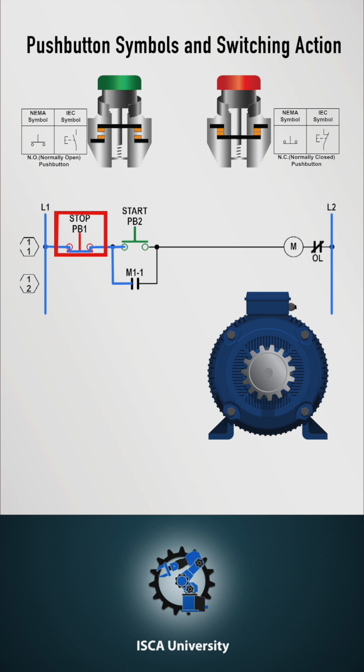In the normal state, current will be flowing through the normally closed push button and will break a circuit whenever pressed. After the button has been released, it will return to the closed position.